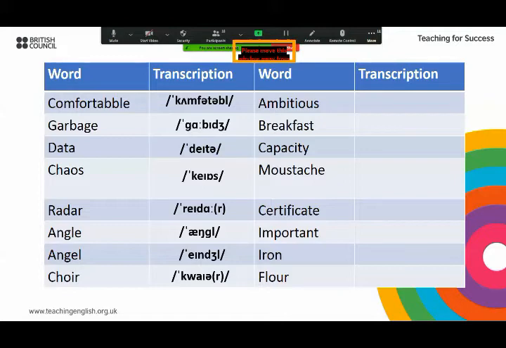Yes, miss. Go ahead. Ambitious. Yeah, where's the stress? On the first syllable or the second syllable? Second. Yes, sir. So ambitious. Okay, that's the next word.